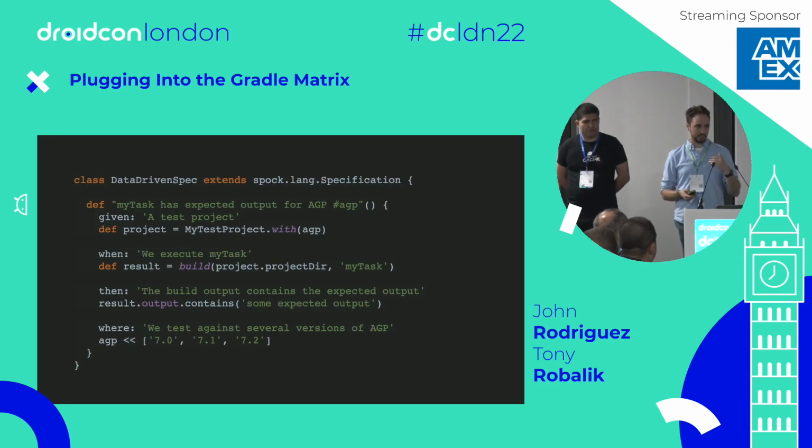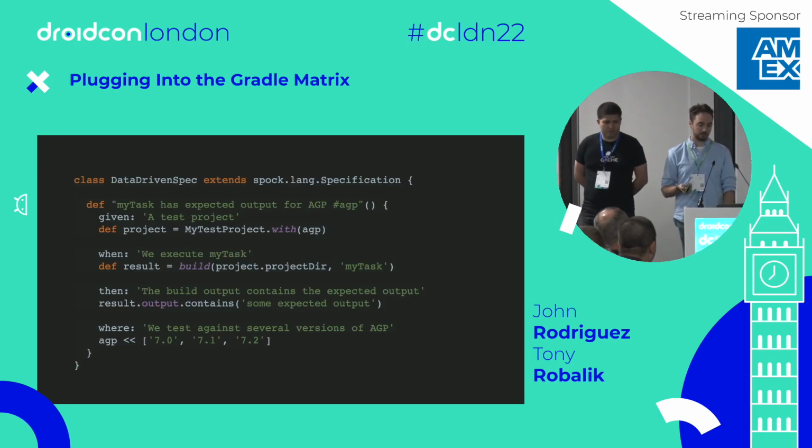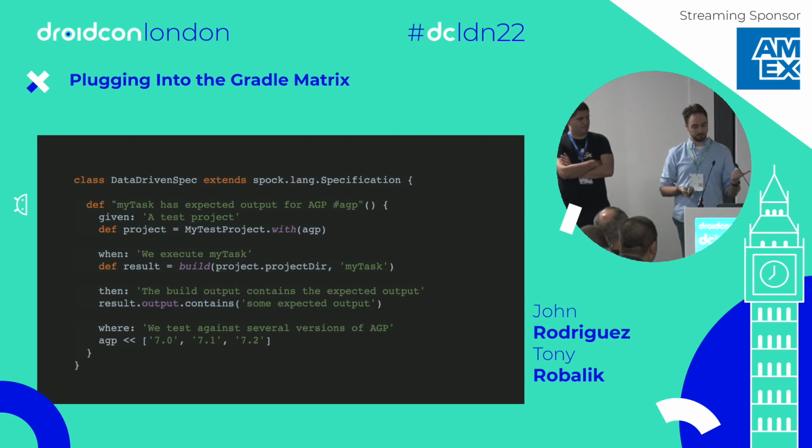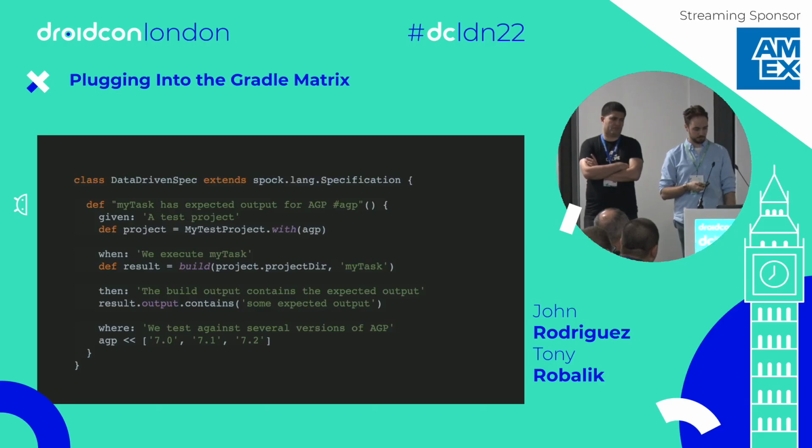I'll see immediately if I've made a change that will break my plugin in any of these versions without having to do any kind of bash scripting to wrap it in a loop or something. And this is possible because of using the compile only versus an implementation and some other sort of dark arts that there's very many examples of in some of the URLs that are in this slideshow. But yeah, I love Spock for this. It makes it so easy to do this kind of testing.